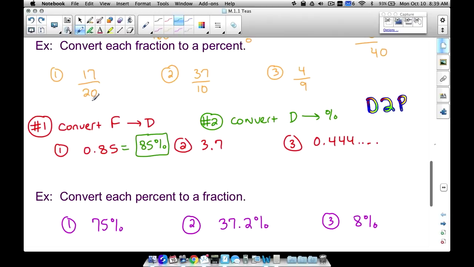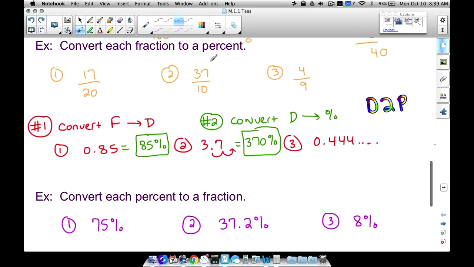So 17 out of 20. Think about that. If you cut a pizza into 20 equal slices and you get 17 of those slices, you're getting 85% of that pizza. 37 over 10, this is an improper fraction, so we should have something that's more than 100% because we have more than one whole. We have 37 out of 10, 37 is bigger than 10, right? Let's shoot that decimal over 2 places to the right. Be careful here, we need to tack on a 0. So 3.7 is 370%.